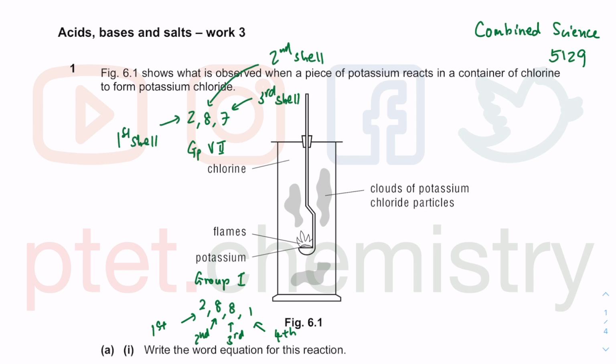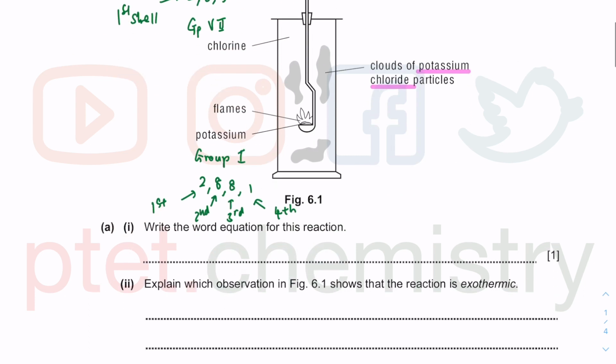So here, potassium reacts with chlorine, and what you get is a salt. This salt is called potassium chloride. So what we get also is we see flames. Flames basically meaning that, you know, there is a burning. There's burning fire essentially. Okay.